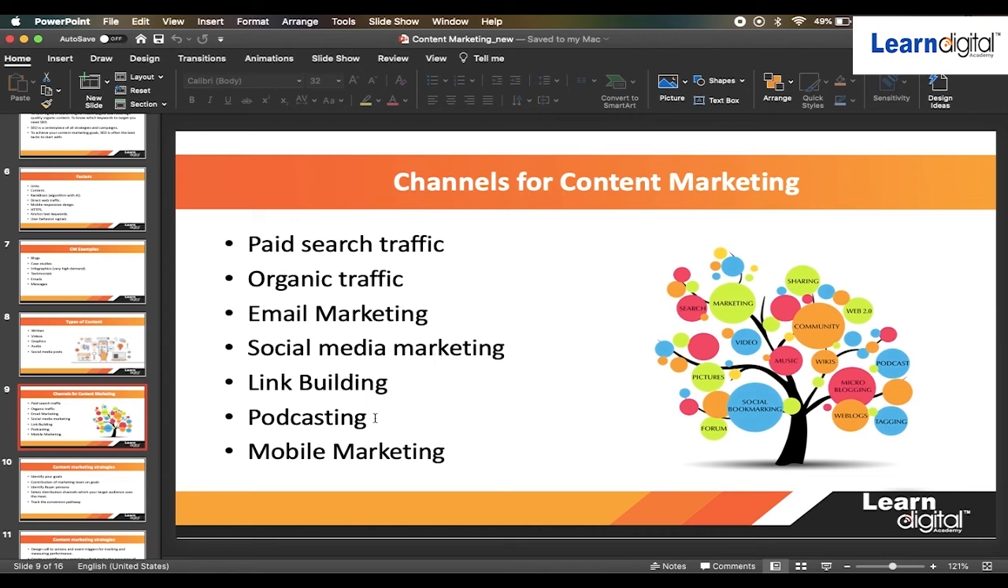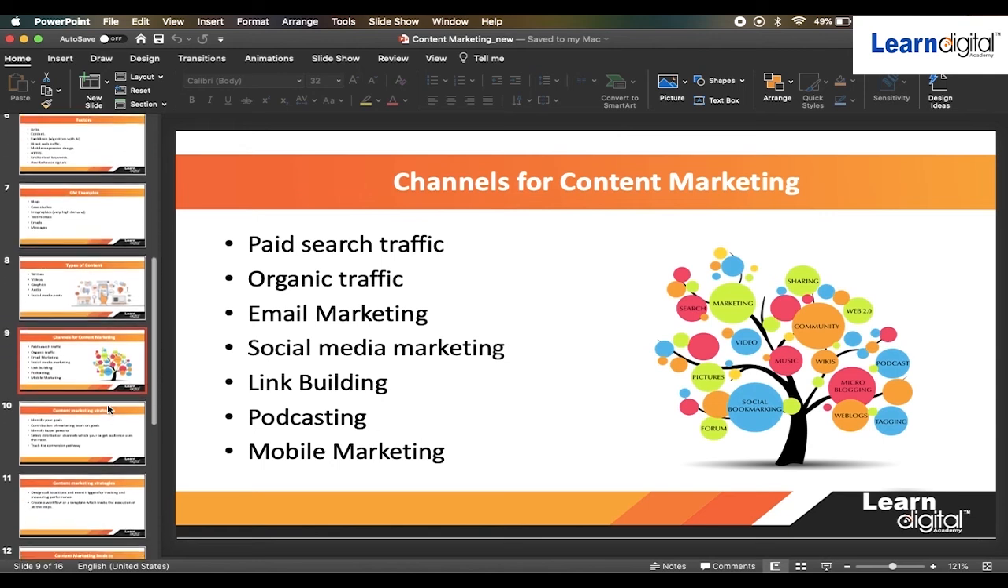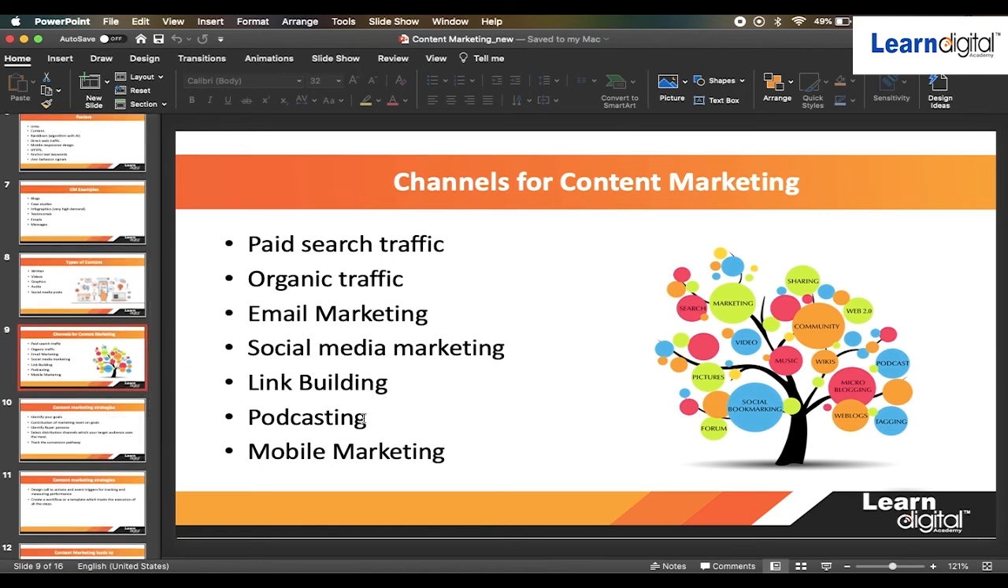Link building, podcasting, mobile marketing, all these channels are pretty interesting for content marketing. There is no shortage of them. India is really doing pretty well for content marketing, and not just India, but other countries too. The internet is a part of everyone's life now. So yes, social media marketing and organic traffic do help our content marketing.